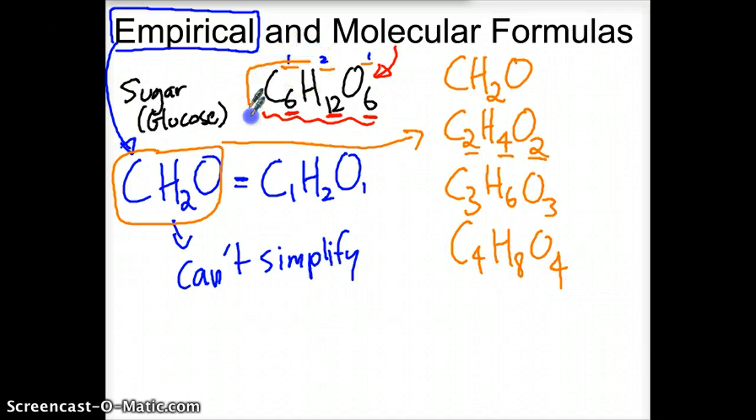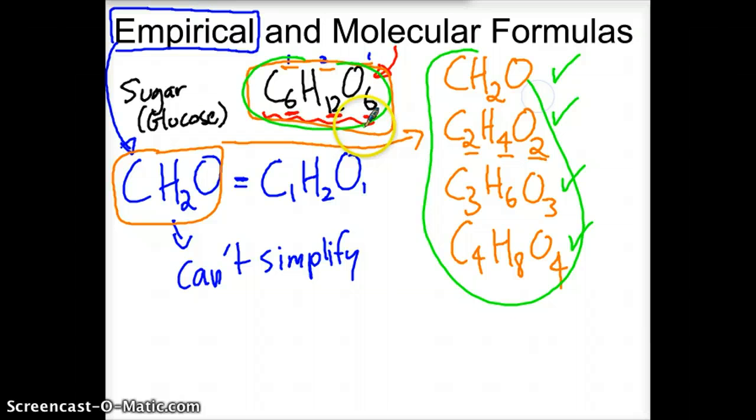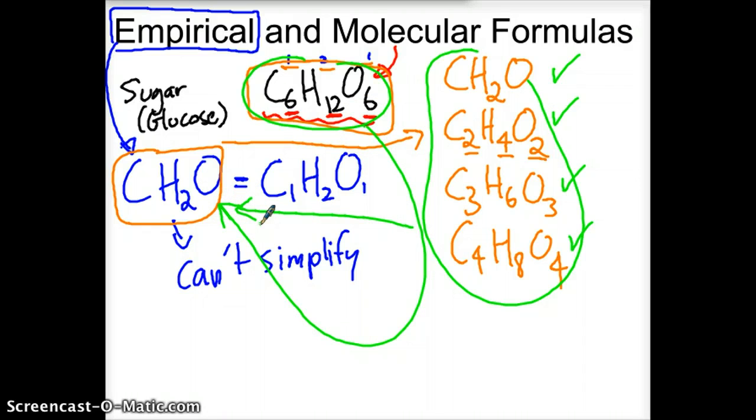We could have C6H12O6. Every single one of these is a different compound. They have different molecular masses, they'll have different reactivities, they'll have different intermolecular forces. But what do they all have in common? All of these have the same exact empirical formula. So what you need to know is the definition. An empirical formula is the simplest ratio. A molecular formula can be any compound that has the same empirical formula.